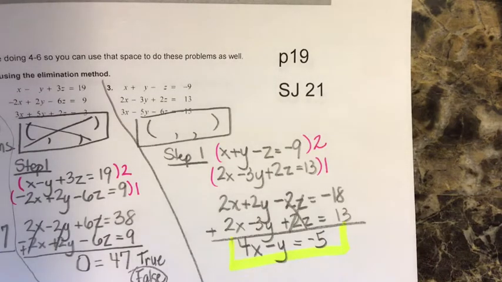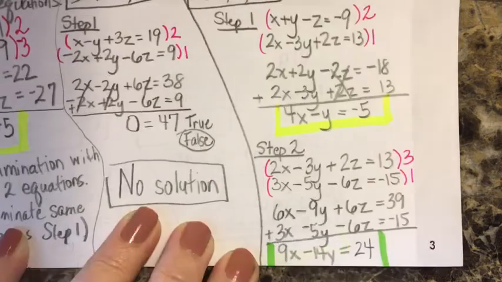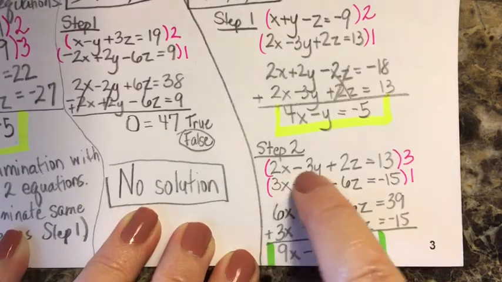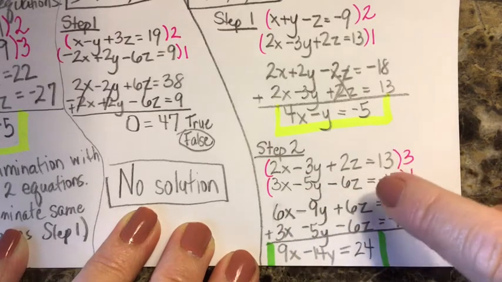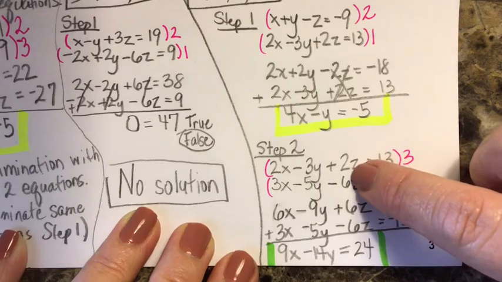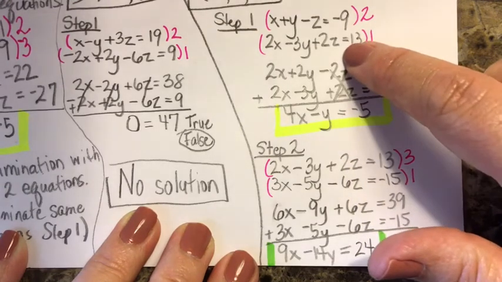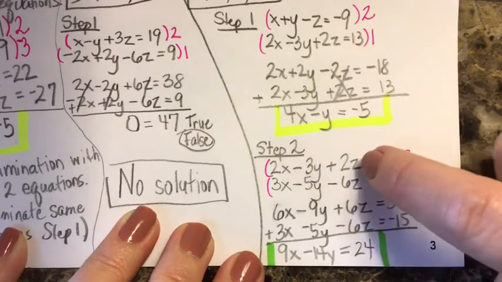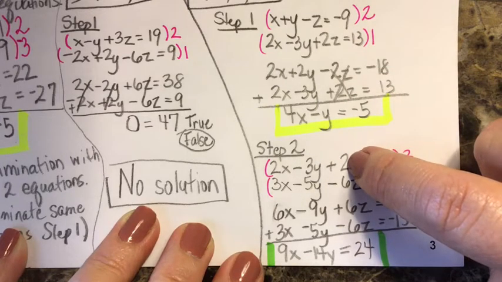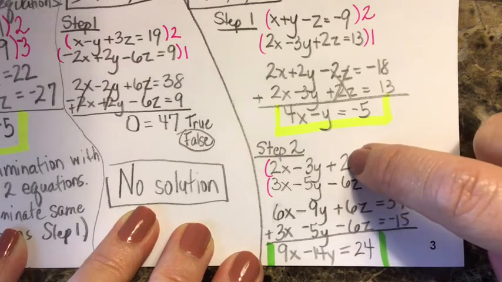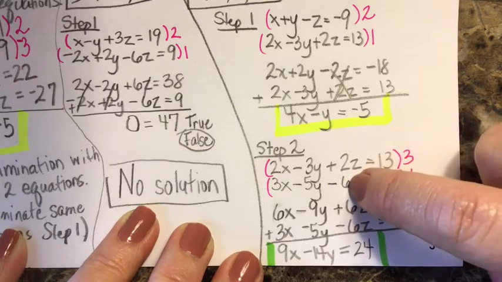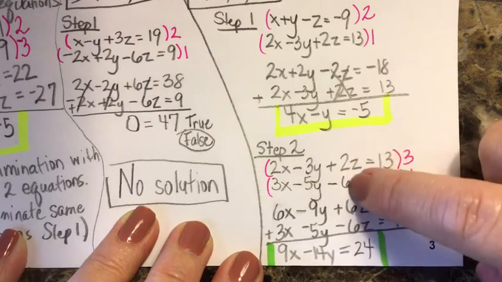Now I will eliminate the z from the bottom 2 equations. For step 2, I rewrote the bottom 2 equations from the original problem. I knew I needed to eliminate z because I eliminated z in step 1. I looked at the coefficients of 2 and 6. What multiple do they have in common? 2, 4, 6, 8, 10, 12, 6, 12, 18, 24. The multiple they have in common is 6.